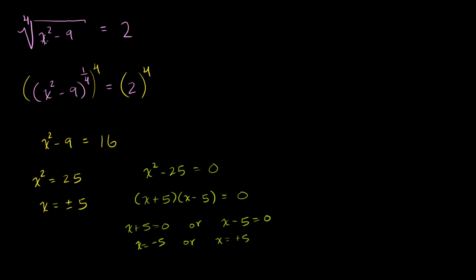Whether we put negative 5 or positive 5 here, this right here is going to be 25. So you get the fourth root of 25 minus 9, which is the fourth root of 16. That is equal to 16 to the 1/4 power, which is indeed 2. So both of these work. When you square either of these, you do indeed get 25.